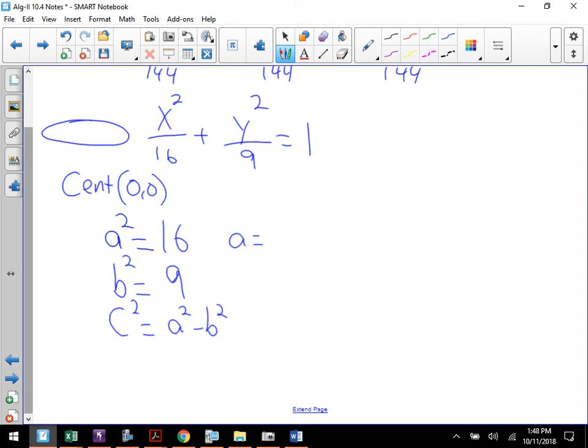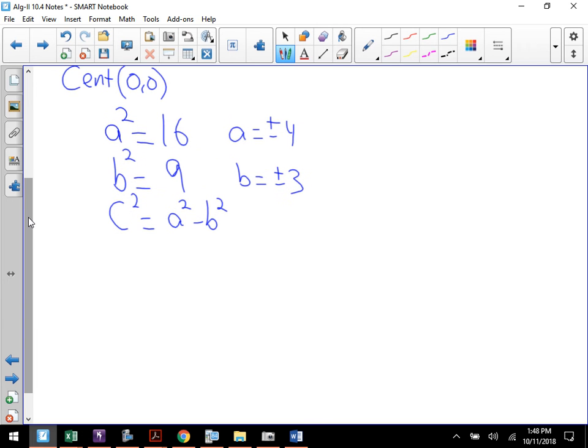Thank you for saying plus minus. I appreciate that. It's going to be plus or minus 4. What is B? Plus or minus 3. The C squared value was 16 minus 9, otherwise known as 7. So if C squared is 7, that means C is plus or minus root 7. We okay with that? All we're doing is just filling in blanks.